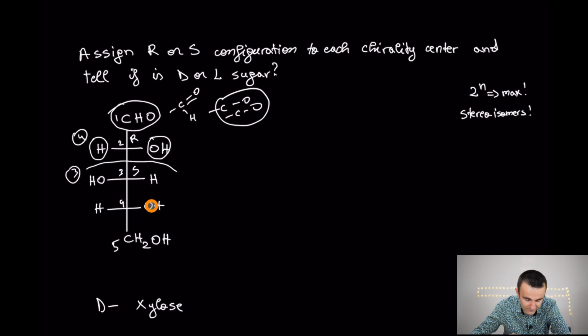So it's going to be first, second, third. First, second, third looks like it's S because hydrogen is above the plane. It's going to be R. Right? Hope it is clear.